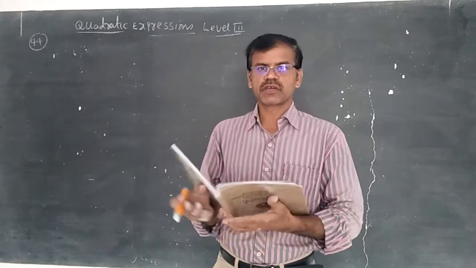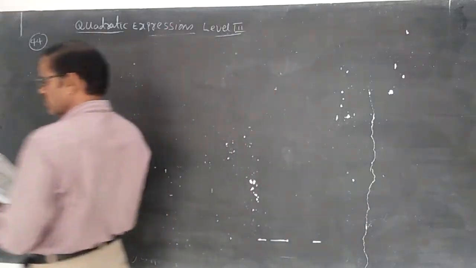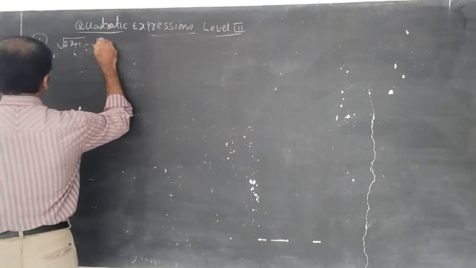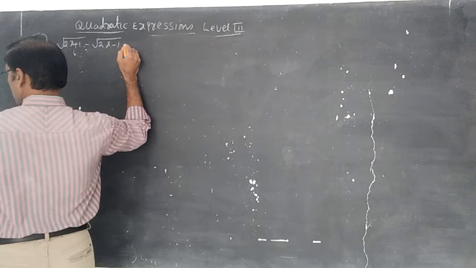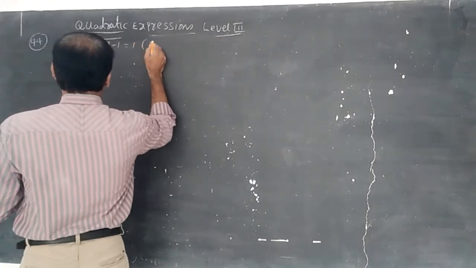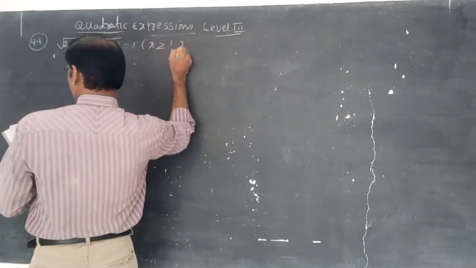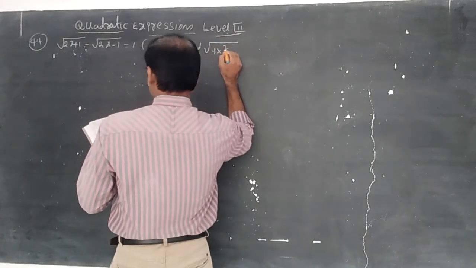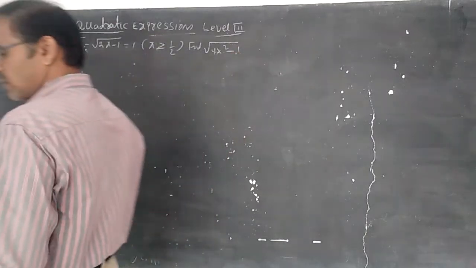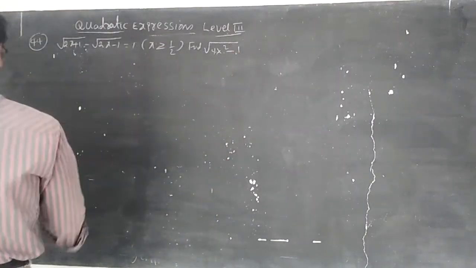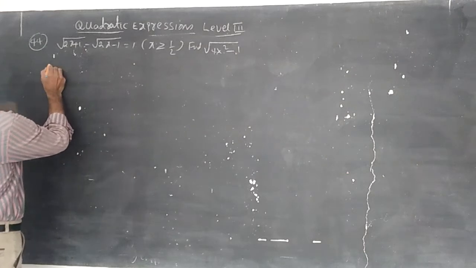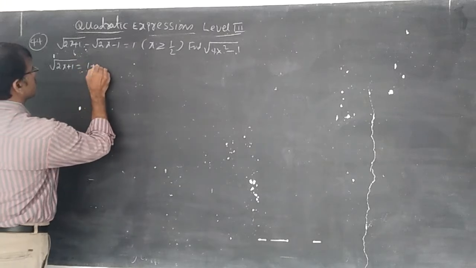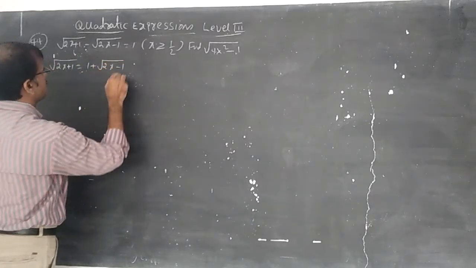If x is a solution of the equation root of 2x plus 1 minus root of 2x minus 1 is equal to 1, given the condition x greater than or equal to 1 by 2, then find root of 4x square minus 1. Put root of 2x plus 1 here. Take root of 2x minus 1 to this side.